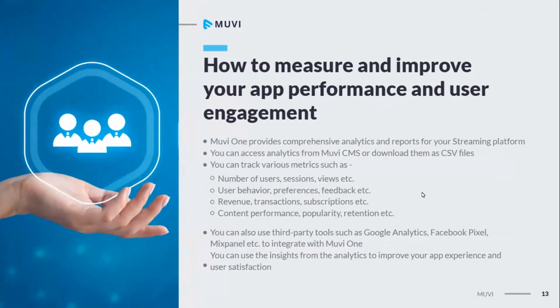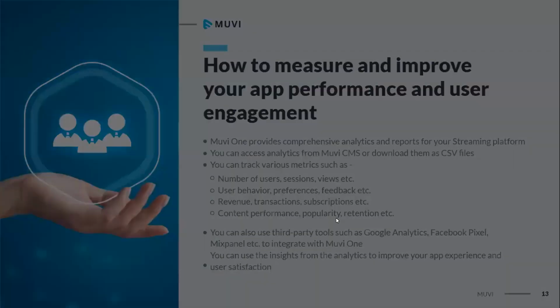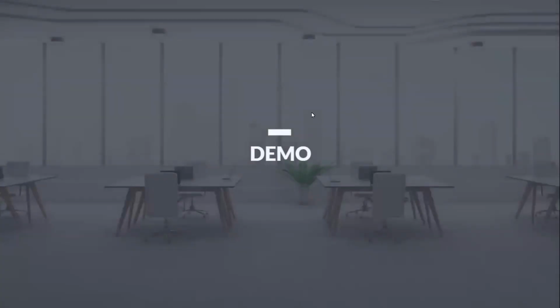Then, of course, with Muvi One, we also support measuring how your app is performing and how your users are engaging with your content. You can view various kinds of analytics data points. And if you have your own Google Analytics or any other third-party analytics like Facebook Pixel, we support all of them. We have it within the Muvi CMS. You just need to insert the script that you get from these analytics tools, and you can get all the data. So we'll quickly move to the demo.